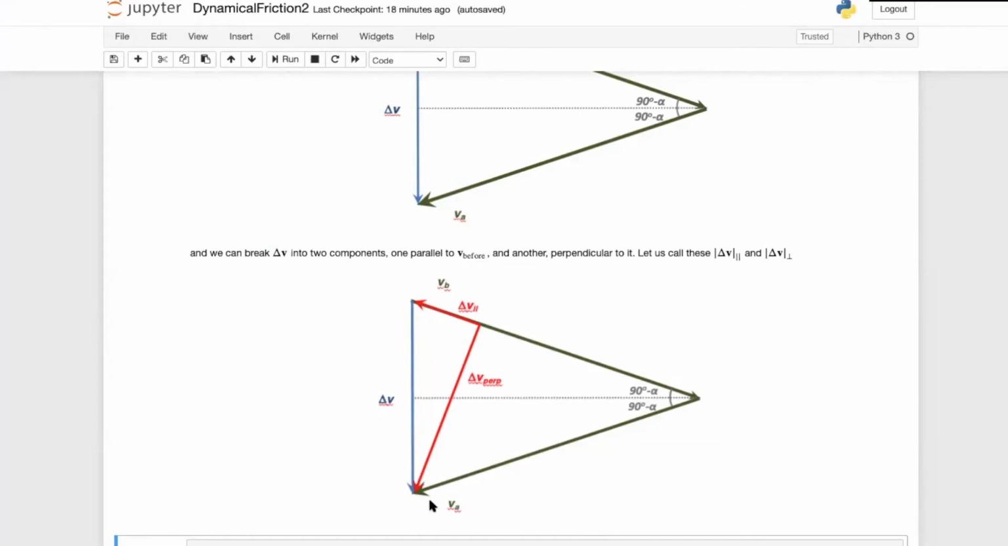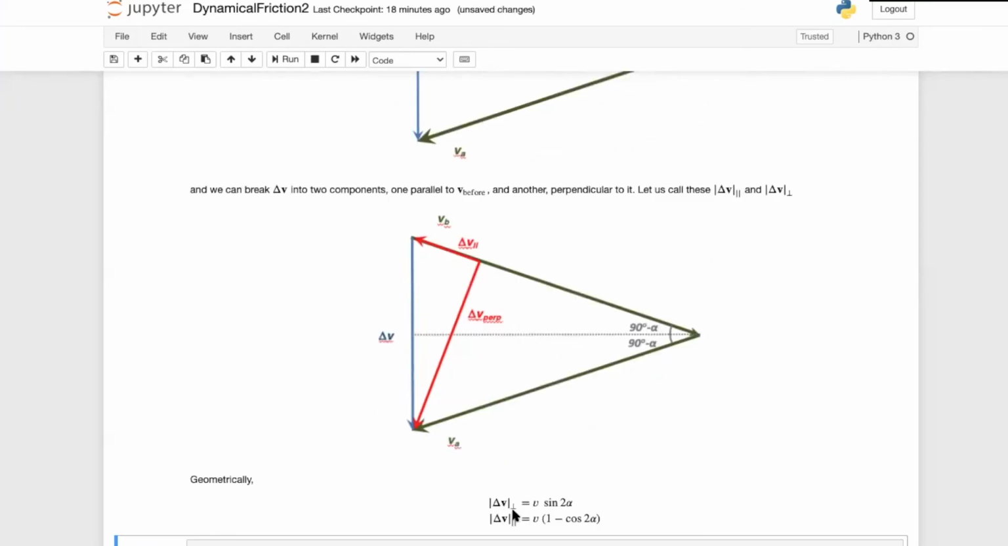And geometrically then, we can find out what these components are. For the perpendicular, we have a right triangle. So this is a right angle. This is the hypotenuse, that's v after, which in magnitude is v. And you have this angle here, which is 180 minus 2 alpha. So the delta v perpendicular is equal to the hypotenuse v times the sine of 180 minus 2 alpha, which is equal to the sine of 2 alpha. There you go. The perpendicular is equal to v times sine of 2 alpha.